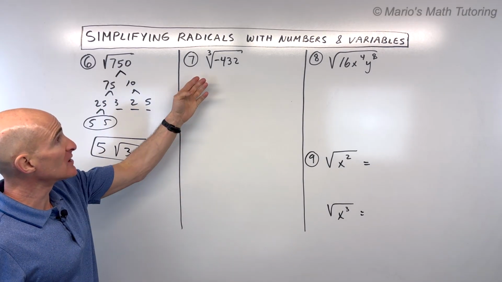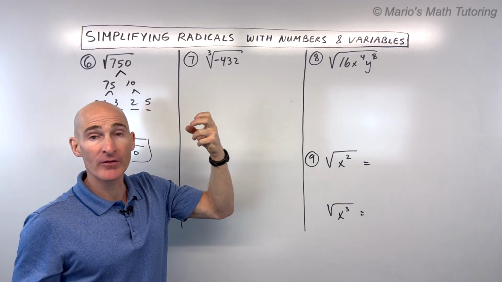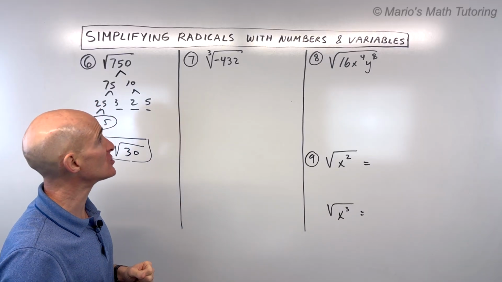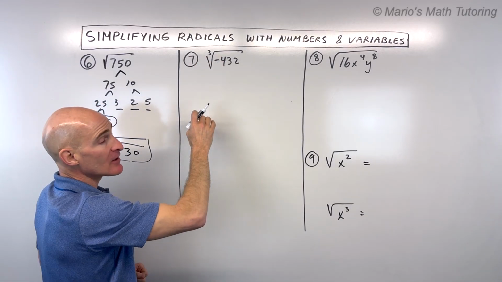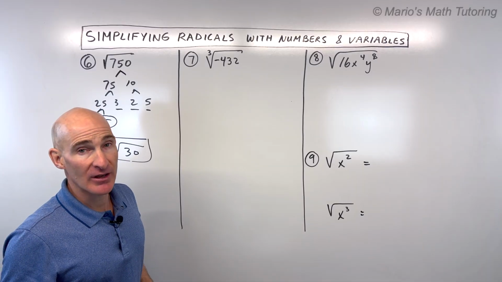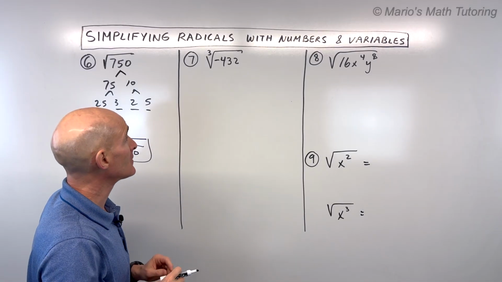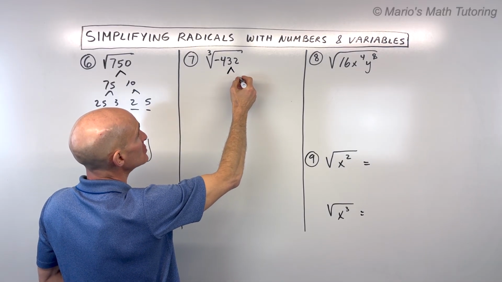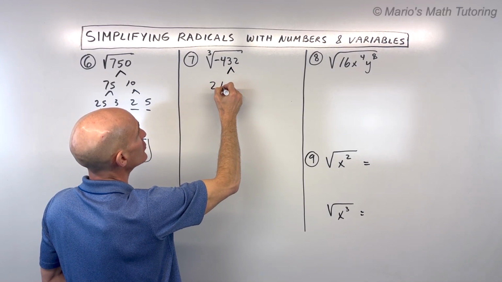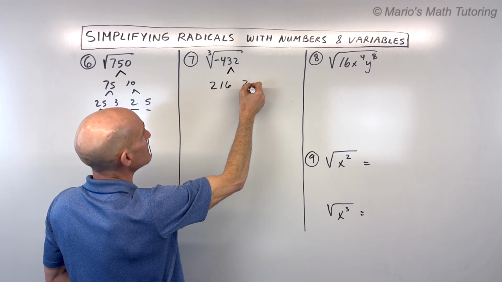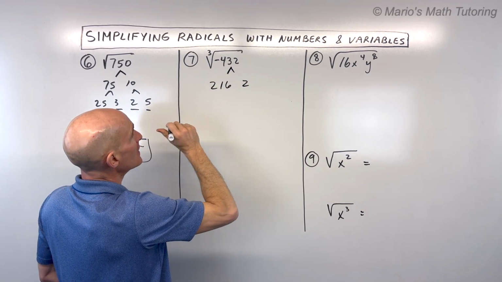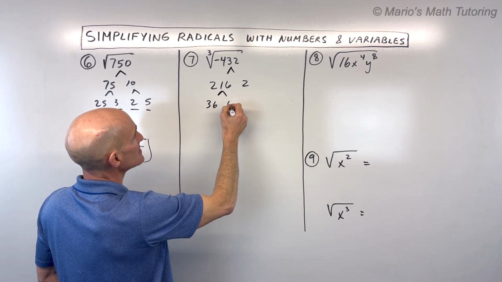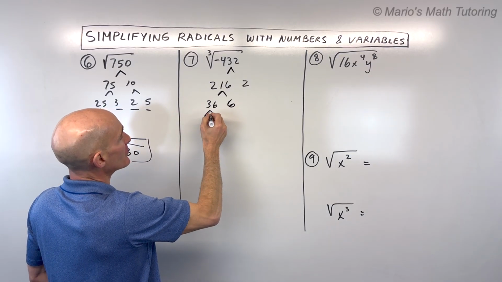Now for number 7, we're dealing with a cube root, so we need to pull out perfect cubes, or we can look for 3 of the same number when we do our prime factorization tree. When we take the cube root of a negative number, we're going to get a negative, okay, because 3 negatives multiplied together give us a negative. So when we look at this, let's break this down. It's even, we could divide it by 2. So this could be written as 216 times 2. I'm just going to ignore the negative for a moment. And then 216, I know that this is 36 times 6, okay, and 36 is 6 times 6.